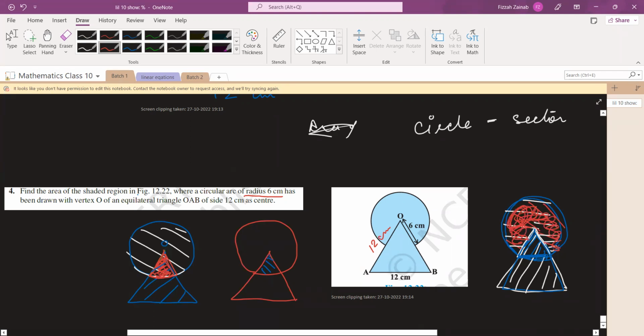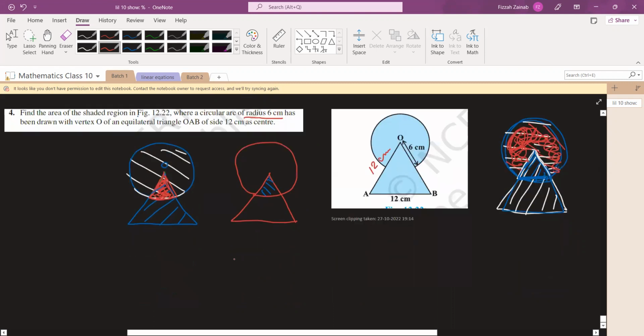Okay. So the triangle you will not disturb. The circle you will disturb. So out of the circle, you will subtract the sector. I hope it's understood now. Okay. So let us come to the circle first of all.